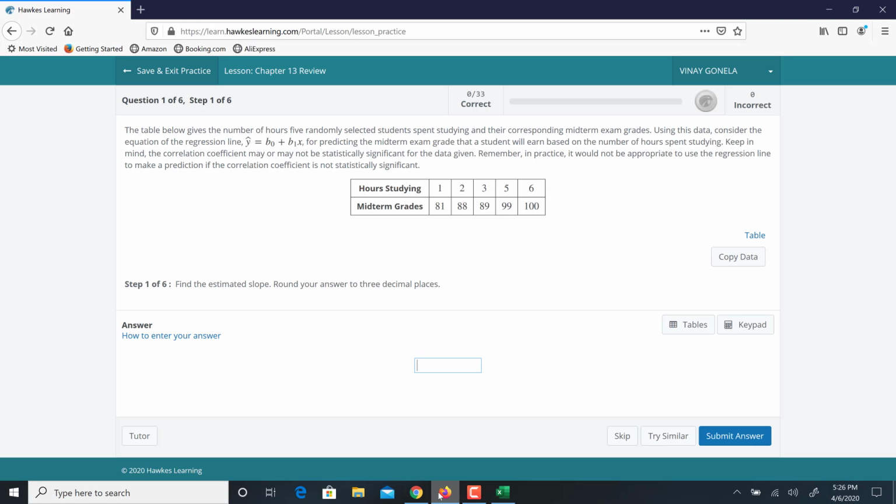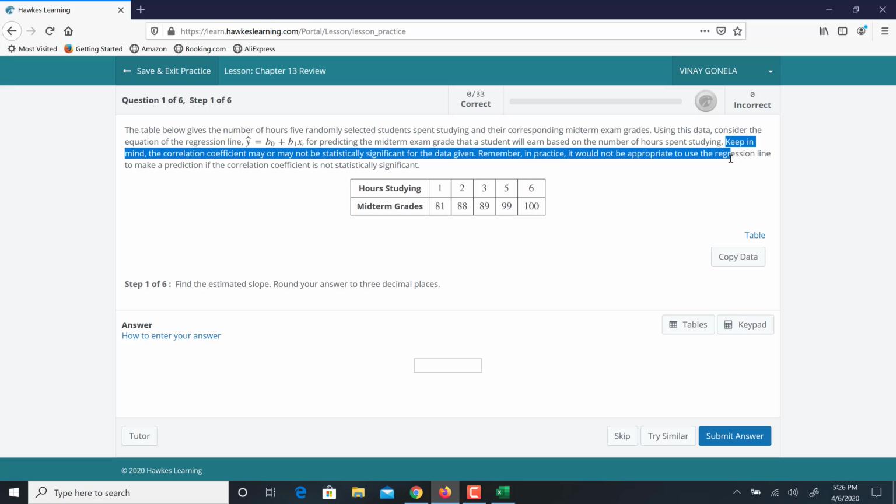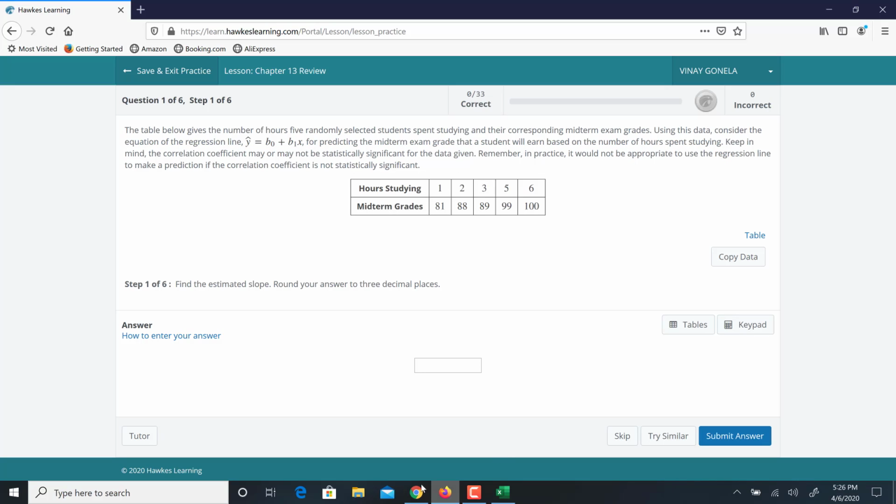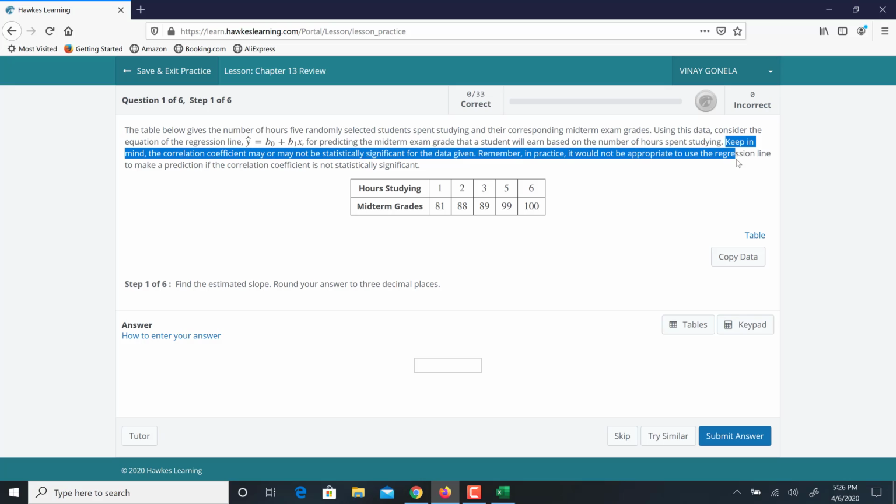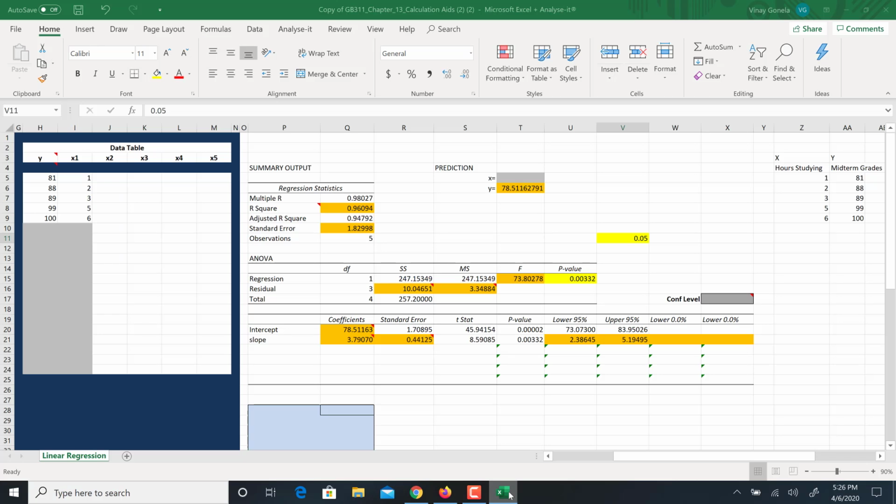So we can use this model to predict. Usually here if you see, they specified that keep in mind that the correlation may or may not be significant. That means they haven't checked this data for the p-value. So that's the reason why they gave that statement here, because they haven't checked what the p-value is when designing the problem. But that's okay, this time the p-value is less than alpha.